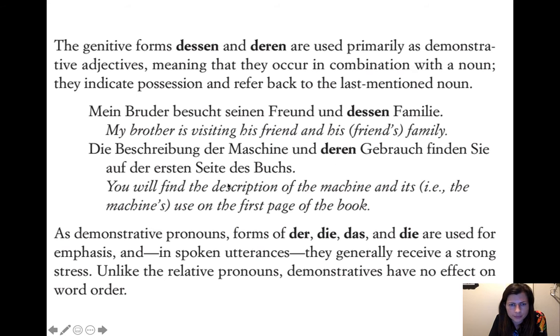Okay. So demonstrative pronouns, forms of der, die, das, and die, are used for emphasis in spoken utterances, and they receive a strong stress, like I was doing on the last slide. Den kenne ich nicht. Oh, that one, I don't know. Unlike the relative pronouns, demonstratives have no effect on word order. So when we're doing relative pronouns, relative clauses are like dependent clauses where they kick the verb to the end. So it's a completely different situation. It's a whole clause situation, right?